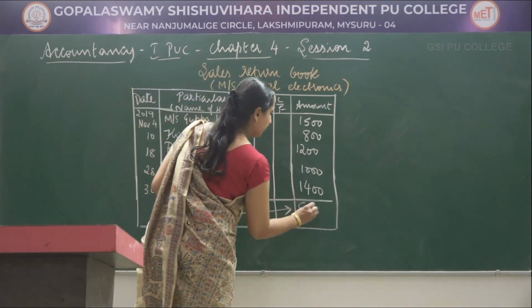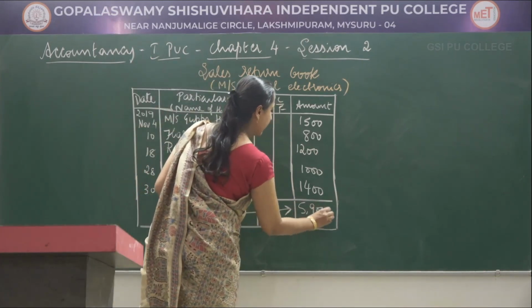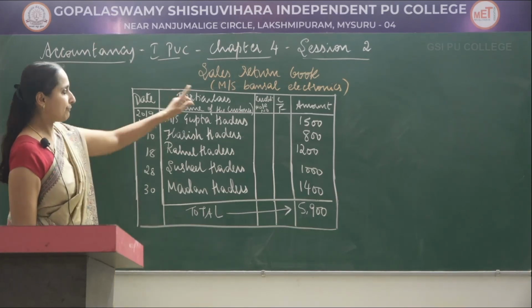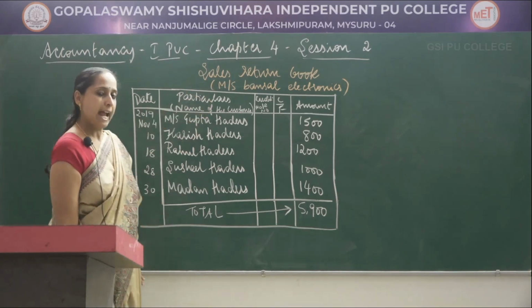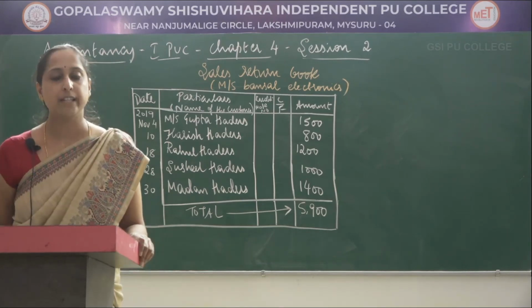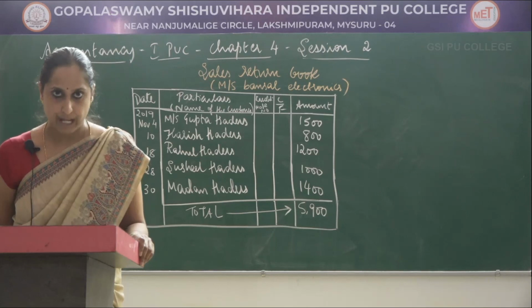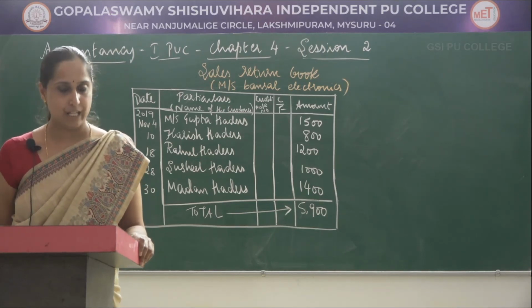We get 5,900. So this is sales return book in the books of Bansal Electronics. So in this session I explained sales book and sales return book, and I hope you have understood today's session. Thank you.